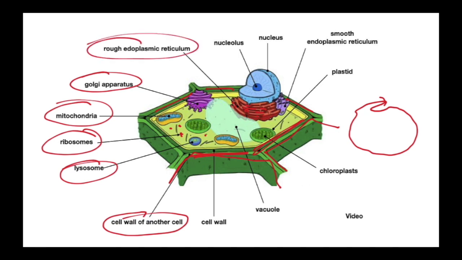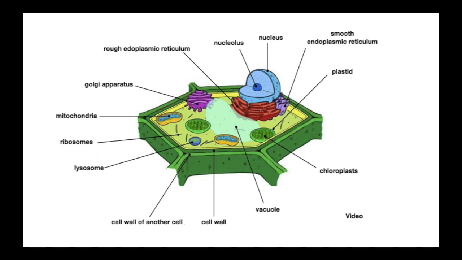So plant cells are very similar to animal cells, except this outer part is different. The vacuoles are a lot bigger, and these things where photosynthesis occurs.